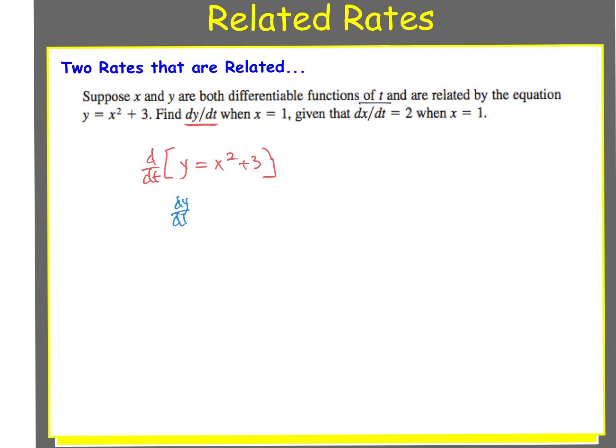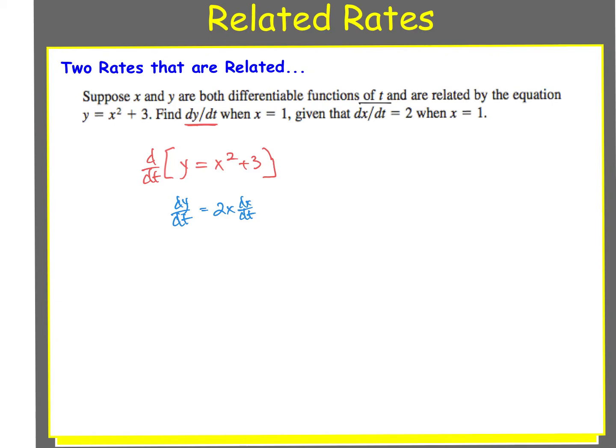dy/dt is equal to, what's the derivative of x squared? 2x. But do my variables match up? No. So what implicitly pops out? dx/dt. Plus, what's the derivative of 3? 0. So that goes away. Now I just substitute in.